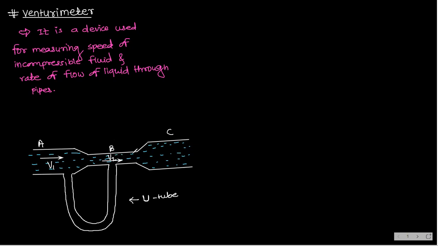Now, is area of cross section same here? No. Area of cross section is not the same. Now, whatever U-tube we have connected in this, there is another liquid. Okay, this is like a manometer. This is manometer only.